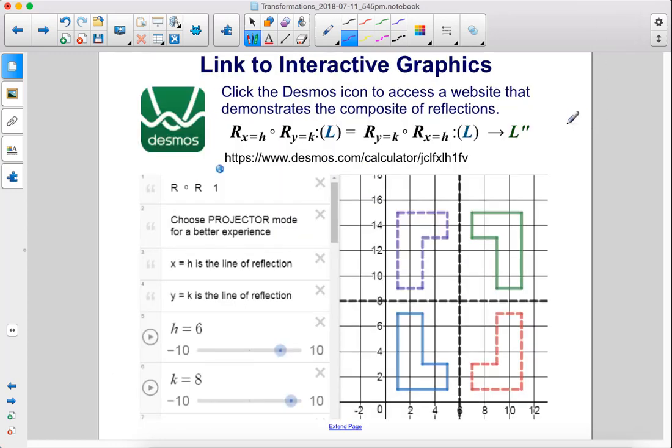Click the Desmos icon to access a website that demonstrates the composite of reflections.